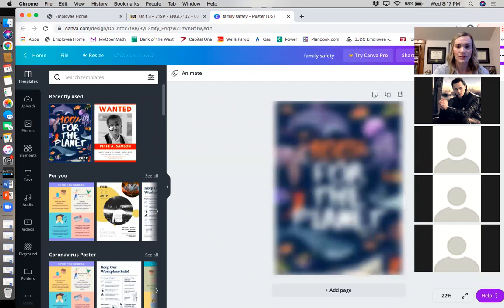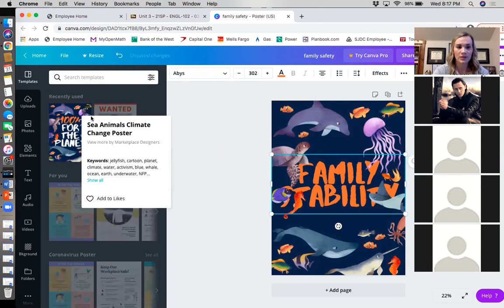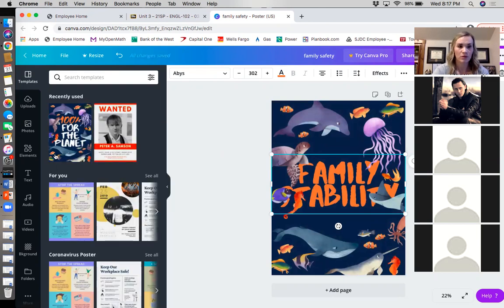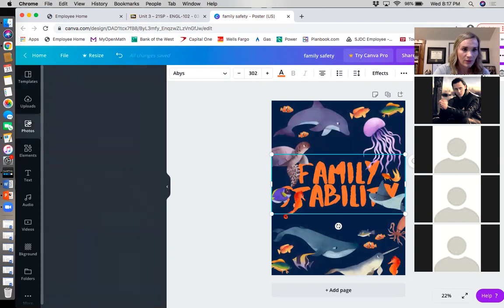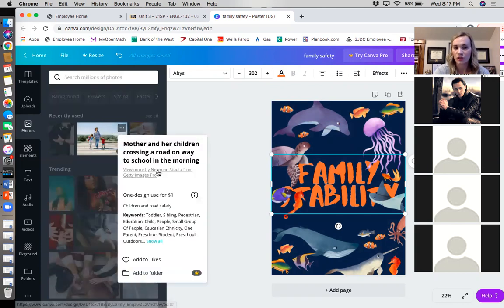Let's see if it'll actually take me to an image. So it doesn't, it looks like that's the image itself. So I think you can even go down here to photos, and you can even do it by photo. So if I go to here, click on the three things, mother and her children crossing a road on their way to school in the morning, that's the title of the image, and it is by Newman Studio. Okay, so I would put Newman Studio as the creator, then I would do the title, the URL is canva.com, access date, we'll say is like today.